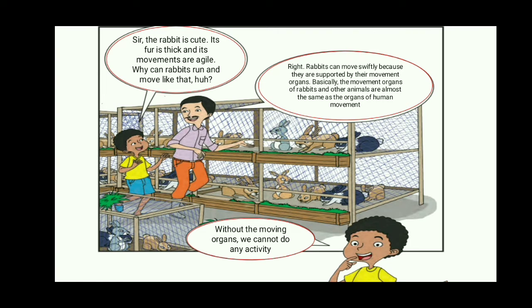Sir, the rabbit is cute. Its fur is thick and its movements are agile. Why can a rabbit run and move like that? Rabbits can move swiftly because they are supported by their movement organs. Basically, the movement organs of rabbits and other animals are almost the same as the organs of human movement. Without the moving organs, we cannot do any activity.